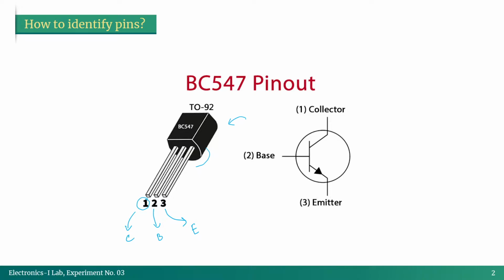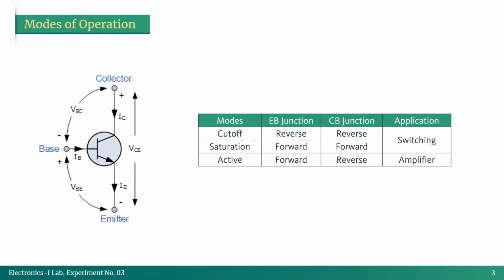But what will happen if the transistor is a PNP type? Then it will be exactly the other way around. That means previously for NPN, the left one was the collector. For PNP, the left one will be the emitter. The base will be the same as it is in the middle, but the right one will be the collector. So for PNP, it is like this. We are just going to use the NPN convention here because we are using the NPN type transistor. So let's move on to the next slide.